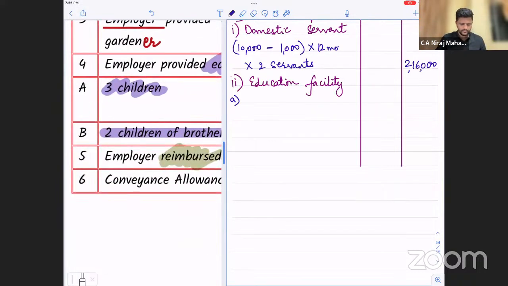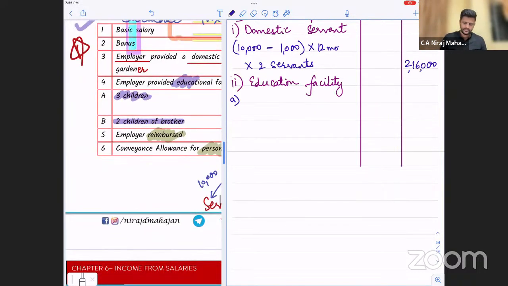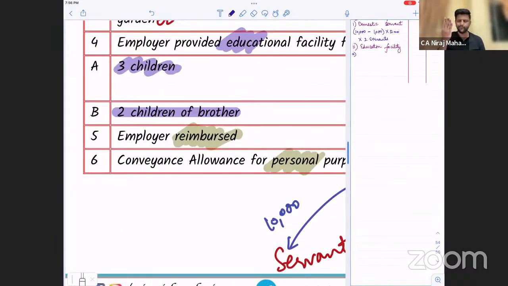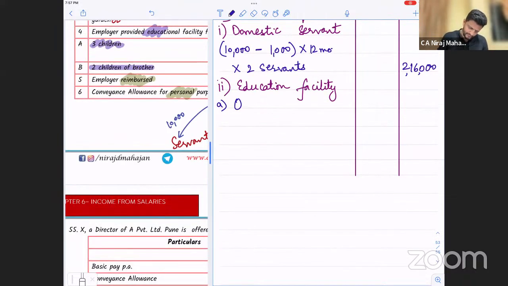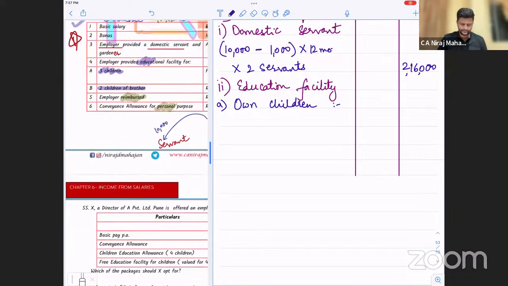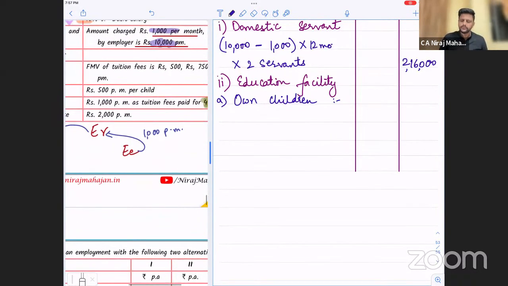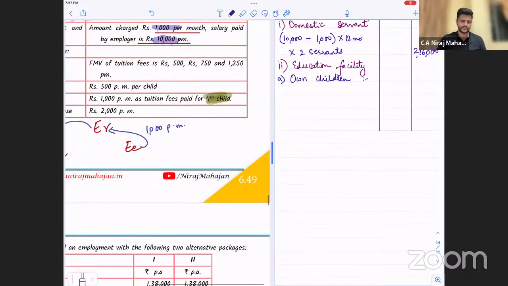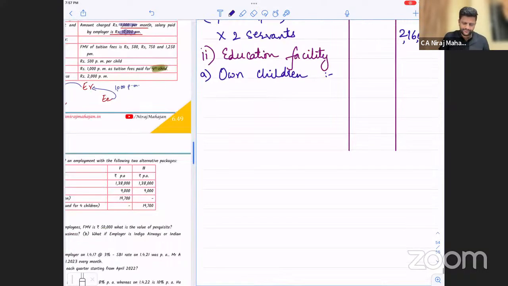First, for own children, because the facility is given to own children. There are 4 own children plus 2 children of the brother. Okay, clear? So let's first talk about own children. Own children. Ready, everybody? And children-wise, what they have been given. Fair market value of tuition fees is 500, 750 and 1250 per month.